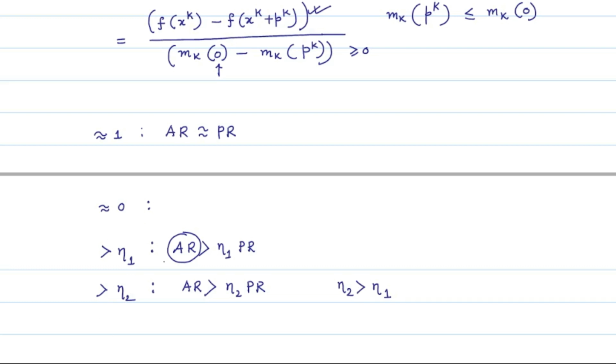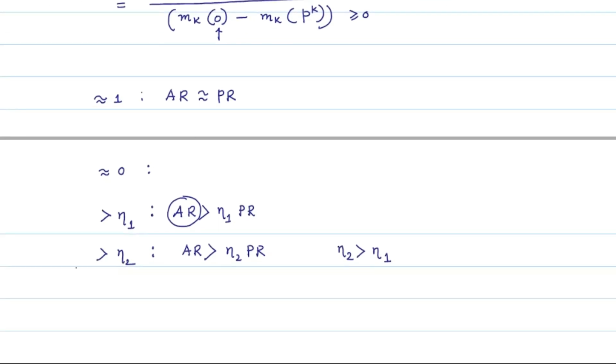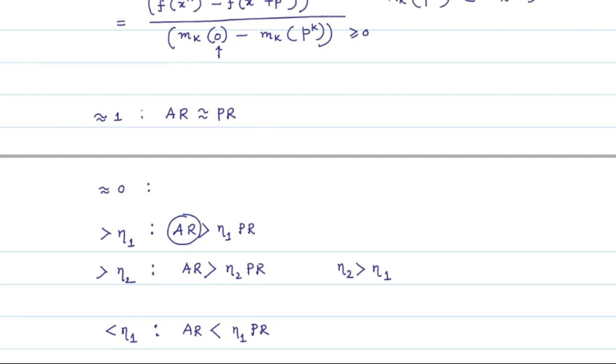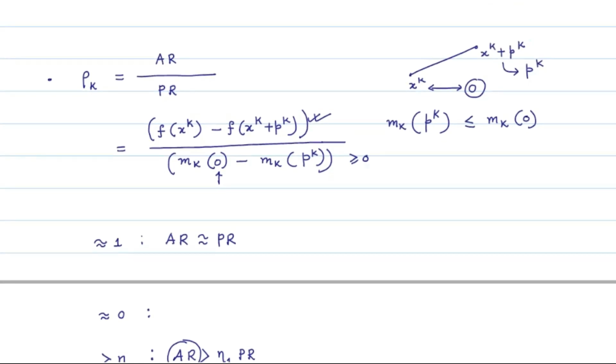If however ρk is less than this threshold value η1, then the actual reduction is smaller than even a fraction of the predicted reduction. So in this case we are very unhappy, and we cannot expect that the model function is a good approximation of the objective function.